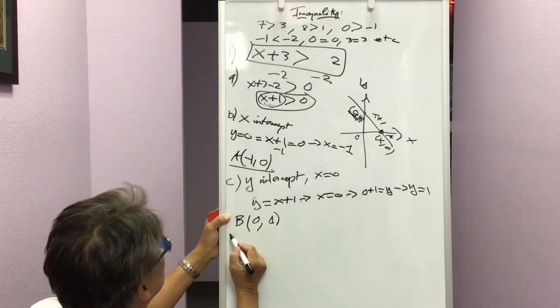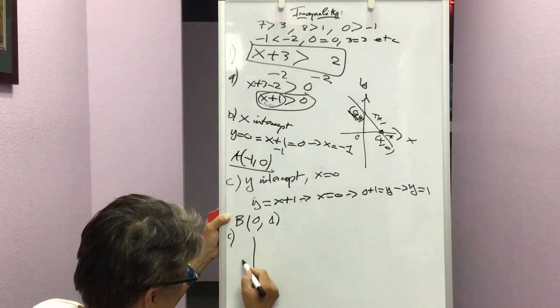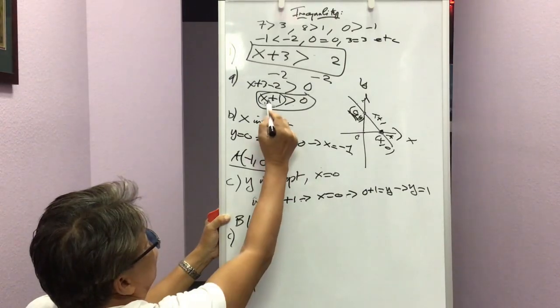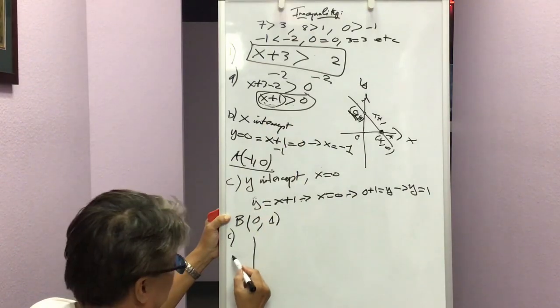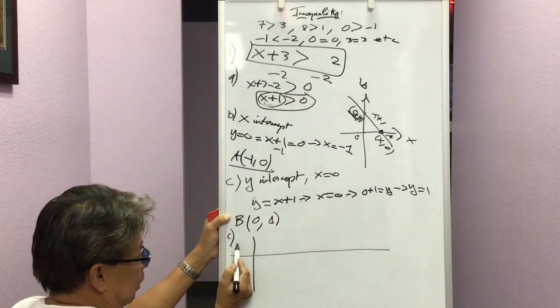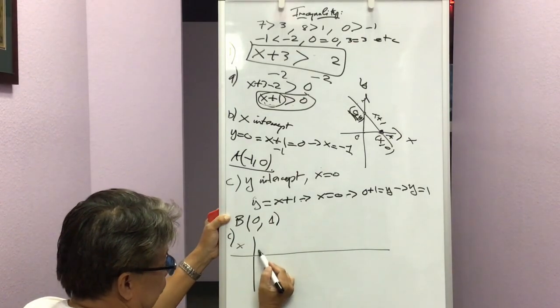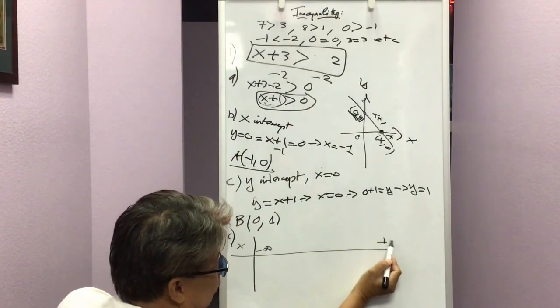Okay, now the third one, you need to draw the table. Just the table. So you only have one expression. From here, the first column right here is the x value. From here to here, x starts from negative infinity to plus infinity.